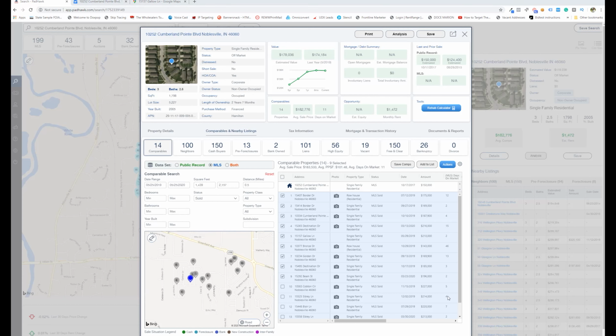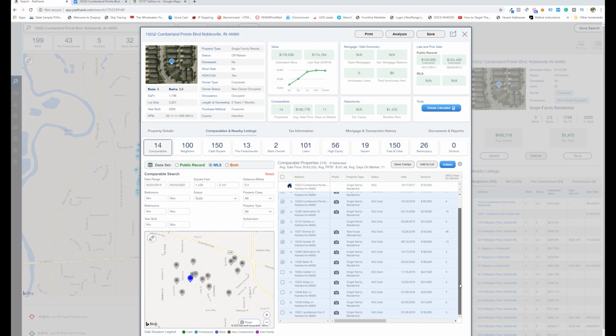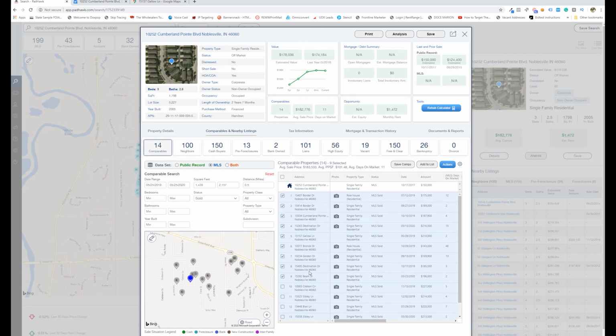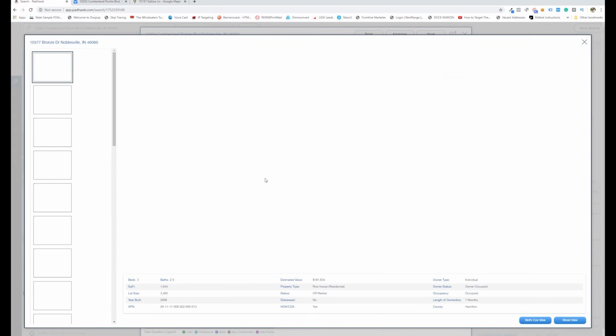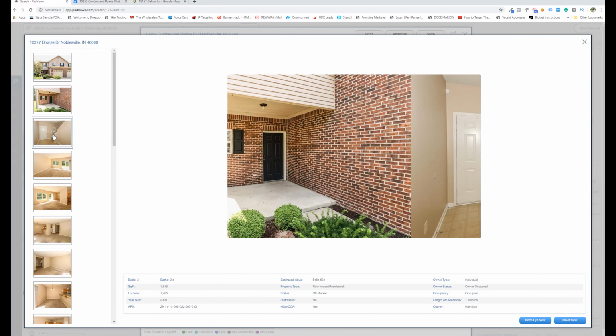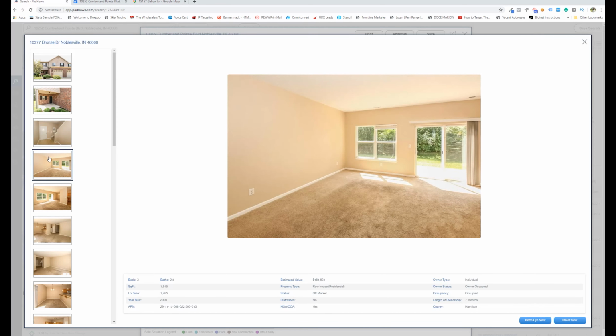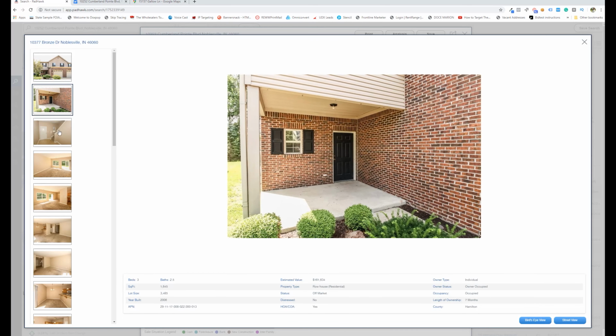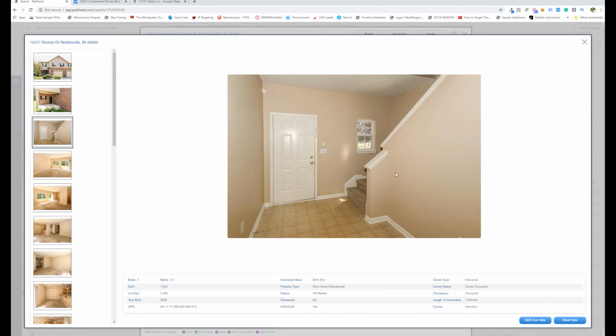So we want to kind of dive into this a little bit more and narrow it down even a little bit further. So what we're looking at first and foremost is any outliers. So 143,000, for instance, is pretty low. If we click and go through these pictures, we can see that this was some sort of a foreclosure, an REO, some sort of a distressed sale, right?